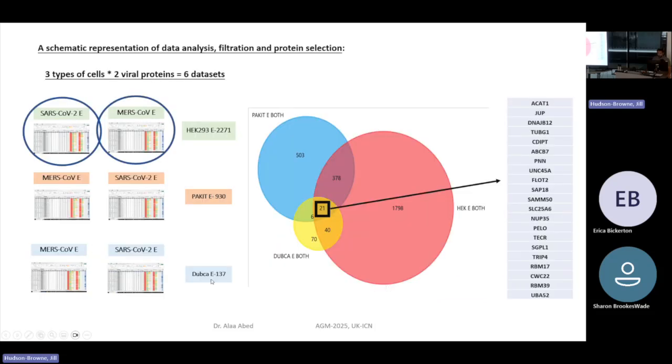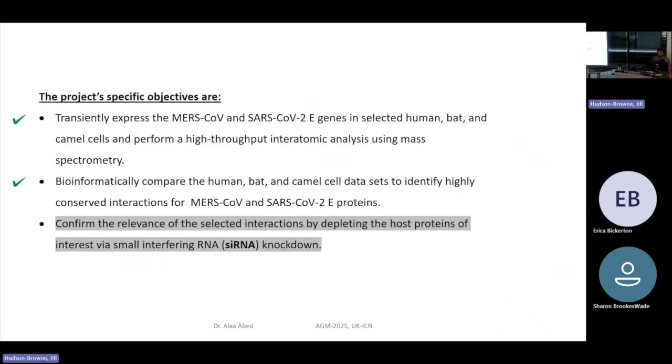I used these 3 data sets to do a comparison using the FunRich website. These are the diagrams. They show the Packet E data set, the HEK, which is the human E data set, and the Dupka, which is the camel data set. Out of these 3 data sets, I found 21 cellular interactors shared between all of them, which we can call promising cellular interactors that we can use in the next step. So we achieved the second goal.